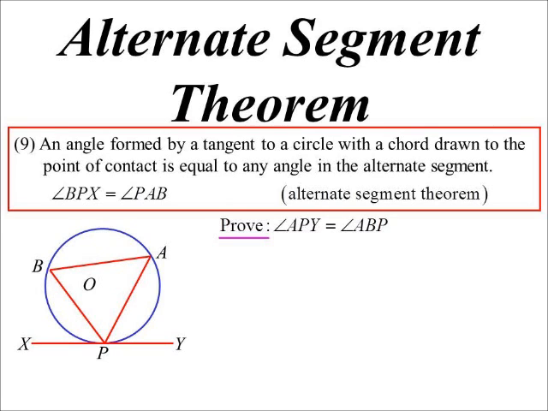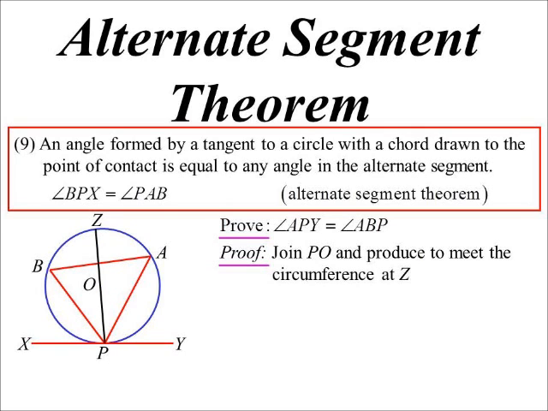Let's prove it. So, okay, APY and ABP. I'm going to draw in a diameter that also goes through P. So POZ I've called my diameter. And then I'm joining Z to A as well. And that creates a few different theorems I can now use. We know the radius is perpendicular to the tangent, so ZPY, that would be 90 degrees.